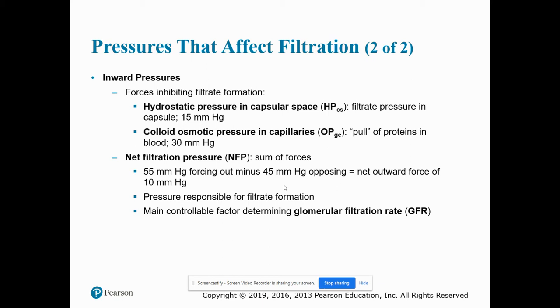And then the net filtration pressure, or NFP, is the sum of all forces. So these are going to be the outward forces and the inward forces. The outward forces are 55 mmHg, as we saw on the last page. And then the inward forces sum up to 45. So we have the 15 here and the 30 here added together, and we get 45. We subtract 45 from 55 and get 10. And this is going to be the pressure responsible for filtrate formation and the main controllable factor determining glomerular filtration rate.